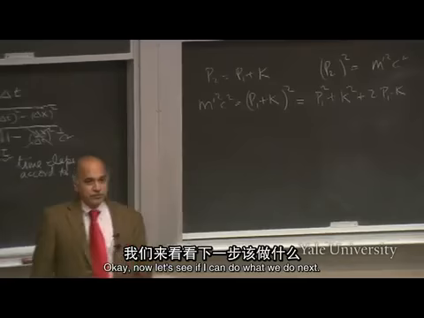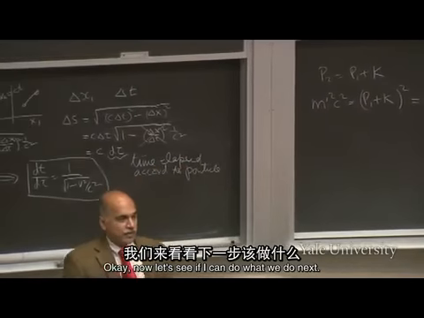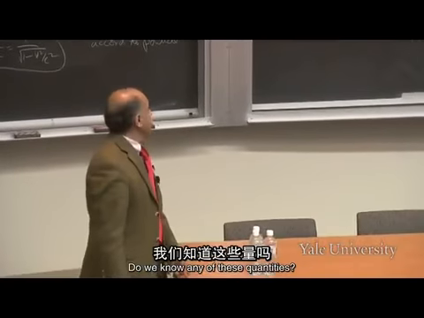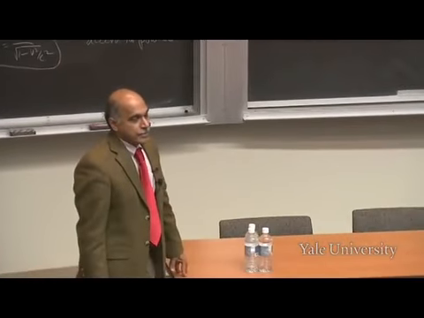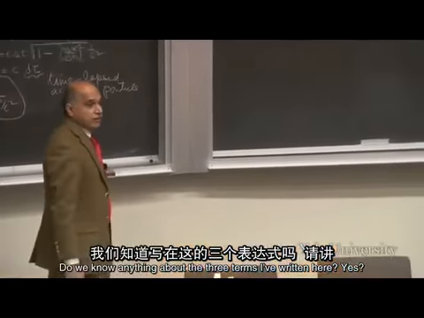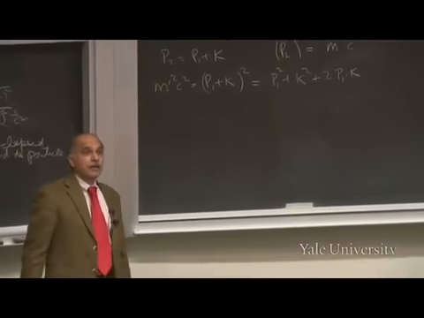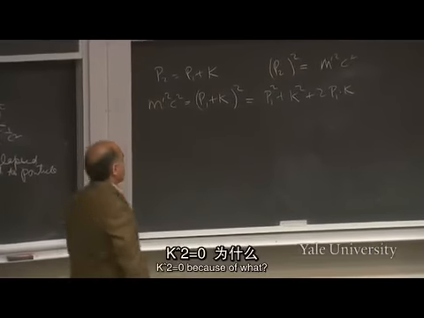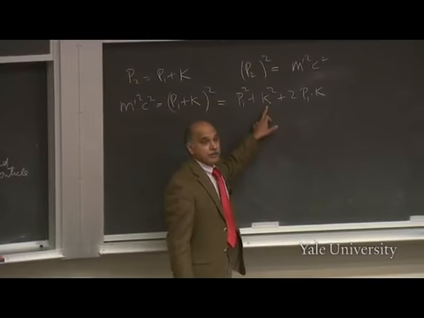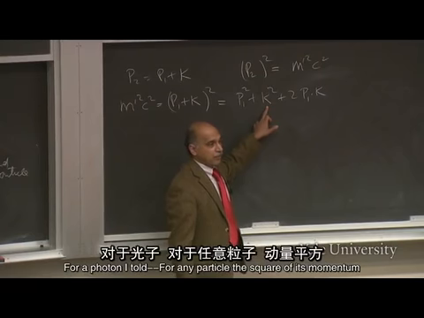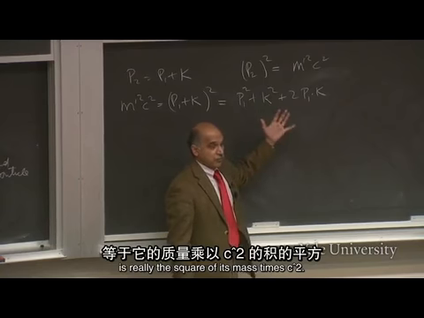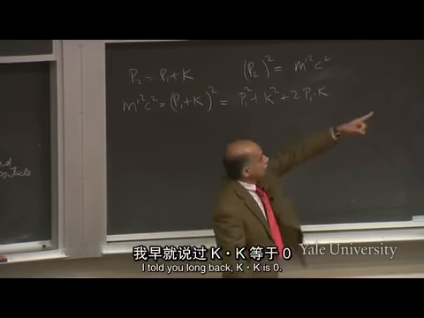Okay, now let's see if I can do what we do next. Would you like to guess? Do you know any of these quantities? Do we know anything about the three terms I've written here? K squared is 0 because of what? For any particle, the square of its momentum is really the square of its mass times c squared. For photons, I told you long back, k dot k is 0.